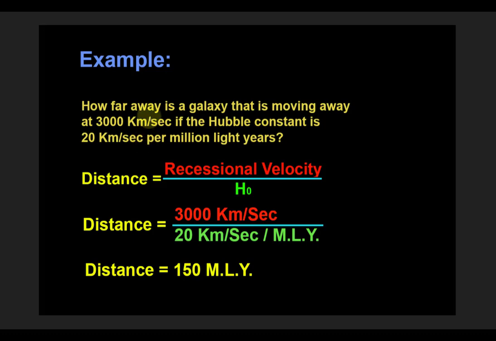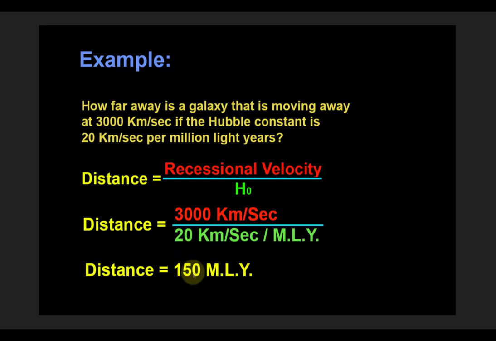Here's an example. How far away is a galaxy that is moving away at 3,000 kilometers per second if the Hubble constant is 20 kilometers per second per million light years? So we say distance is equal to recessional velocity divided by the Hubble constant. Distance is equal to 3,000 kilometers per second, that's the recessional velocity, divided by the Hubble constant, in this case 20 kilometers per second per each million light years.